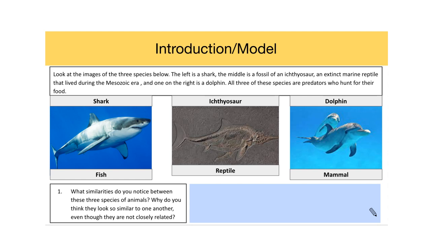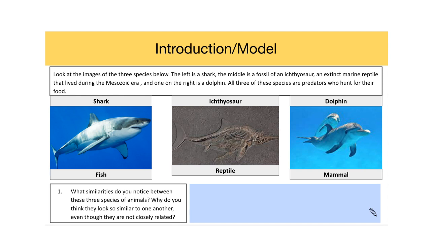To begin with, look at the images of the three species below. On the left, you have a shark, that is a fish. In the middle, you have an ichthyosaur, that is a reptile, and on the right, you have a dolphin, that is a mammal. All three of these species that are different are predators who hunt for their food. Take a moment to look at them and think. What similarities do you notice among these three species of animals? Why do you think they look so similar to one another, even though they are not closely related?